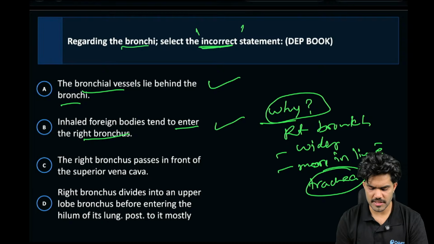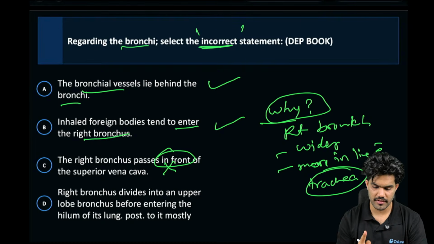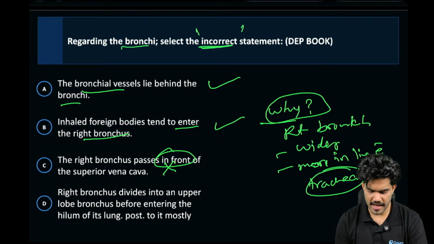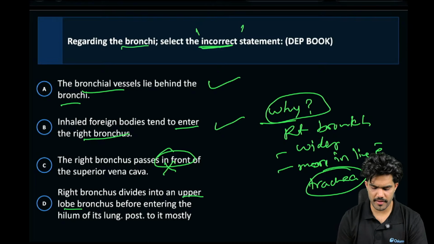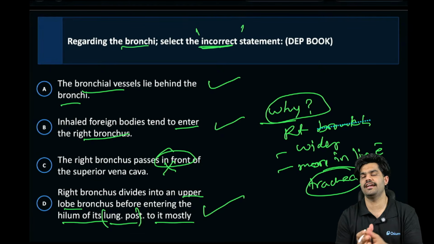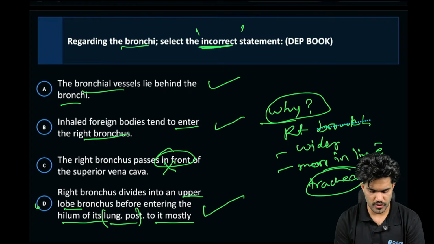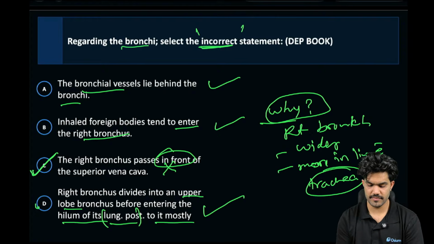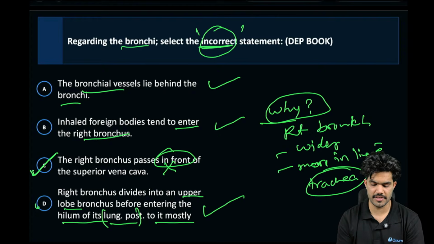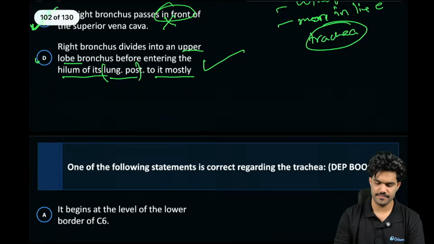Now, the right bronchus passes in front of the superior vena cava? No, it is not passing in front of the superior vena cava. Focus. Right bronchus divides into an upper lobe before entering the hilum of the lung, posteriorly to it most. Yes, this is true because it's already divided and entering the hilum. So the right answer will be C. They are asking for the incorrect statement, so the odd one is C.